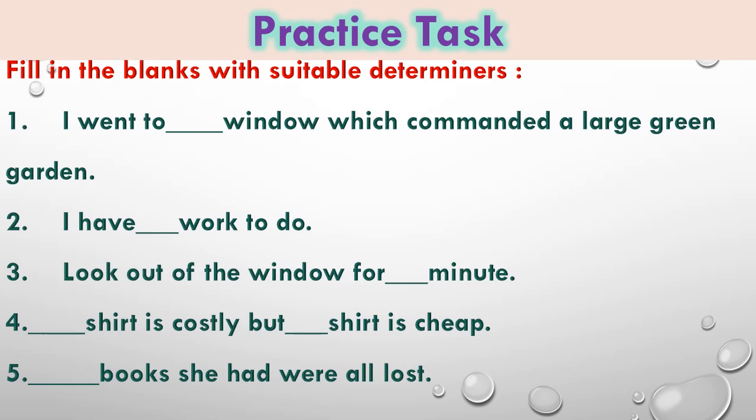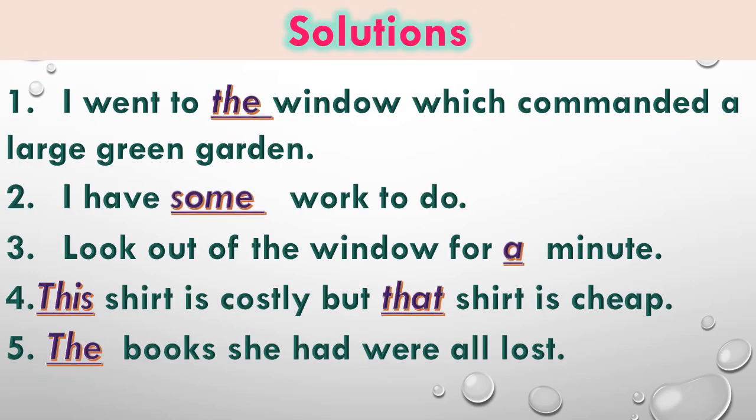So students, these are 5 blanks that I have given you. I hope you are noting down and you have also written the answers too. Let me give you the solutions. Now I am going to give you the solutions of these blanks. So just check your answers with the solutions. And I hope all your answers will be correct. Let's start. The first blank is I went to the window which commanded a large green garden.